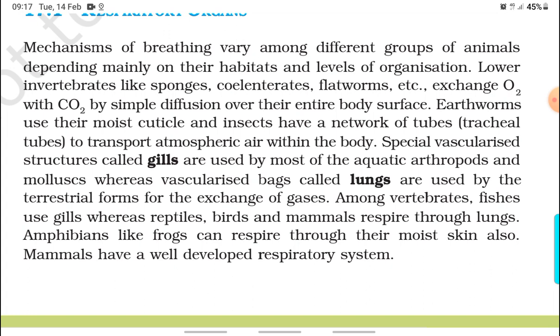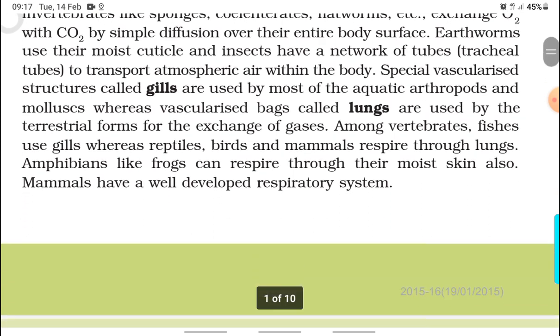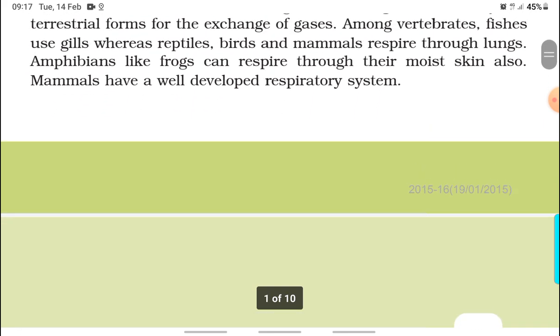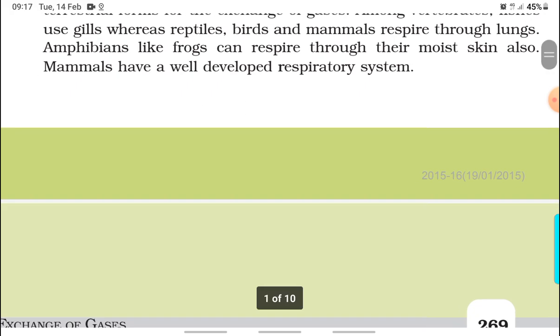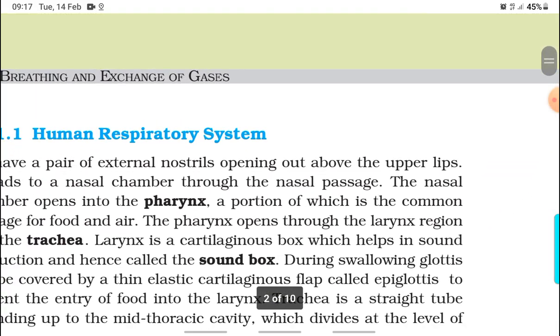Special vascularized structures called gills are used by most of the aquatic arthropods and mollusks, whereas vascularized bags called lungs are used by the terrestrial forms for the exchange of gases. Among the vertebrates, fishes use gills, whereas reptiles, birds and mammals respire through lungs. Amphibians like frogs can respire through their moist skin also. Mammals have a well-developed respiratory system.